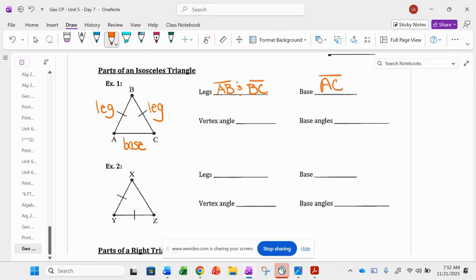So the two sides that are congruent are called the legs. The side that's not congruent is called the base. And guess what? The base angles are on which side? Any guesses? The base angles will always be on the base, right? The base angles will always be on the base. Which side is the base?